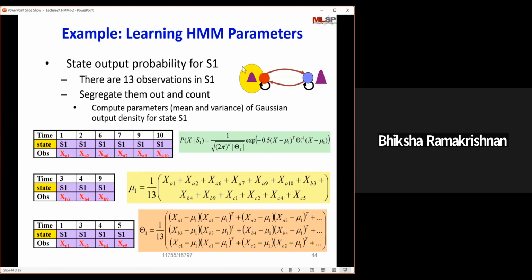And if I assume that my state output distribution for the state is Gaussian, from these 13 observations, now this is the formula for the Gaussian on the top. The parameters are the mean and the variance, right? And so I can compute the mean of these 13 observations, and that's going to give me the mean of this Gaussian. I can compute the covariance matrix of these 13 observation vectors, and that's going to give me the covariance matrix of this Gaussian.